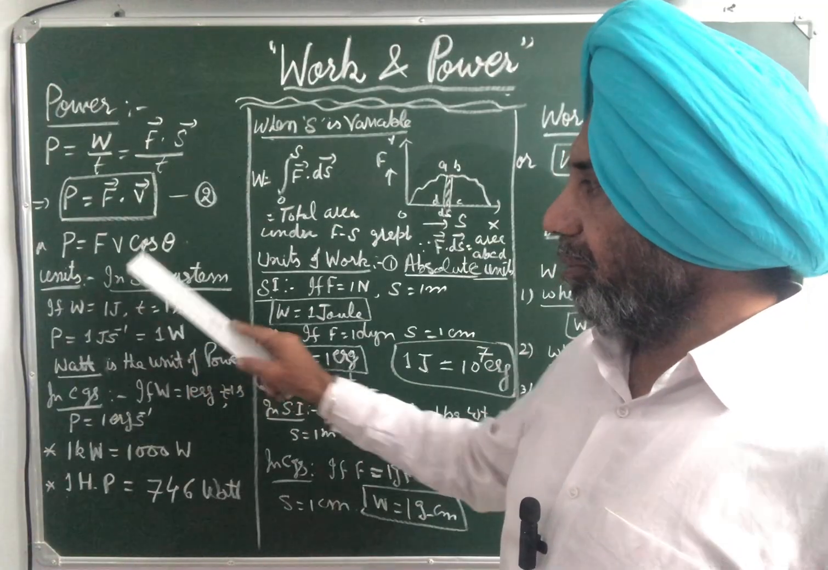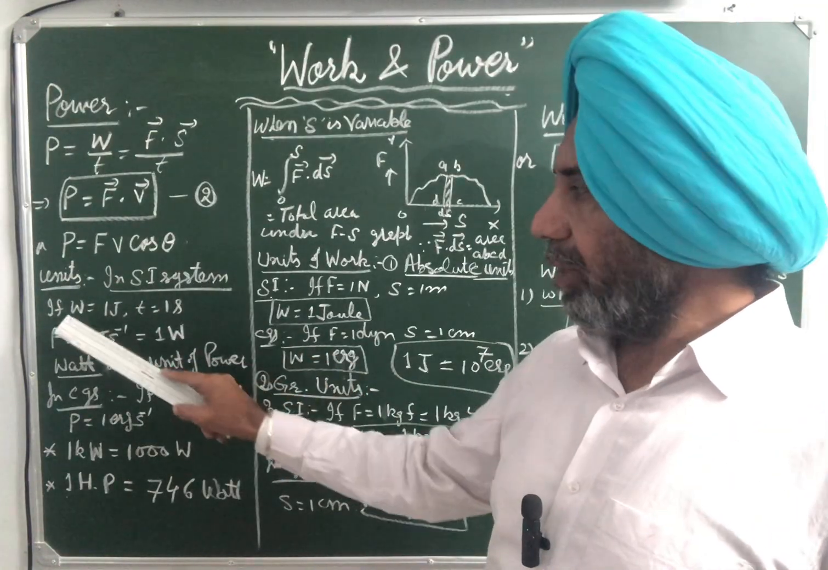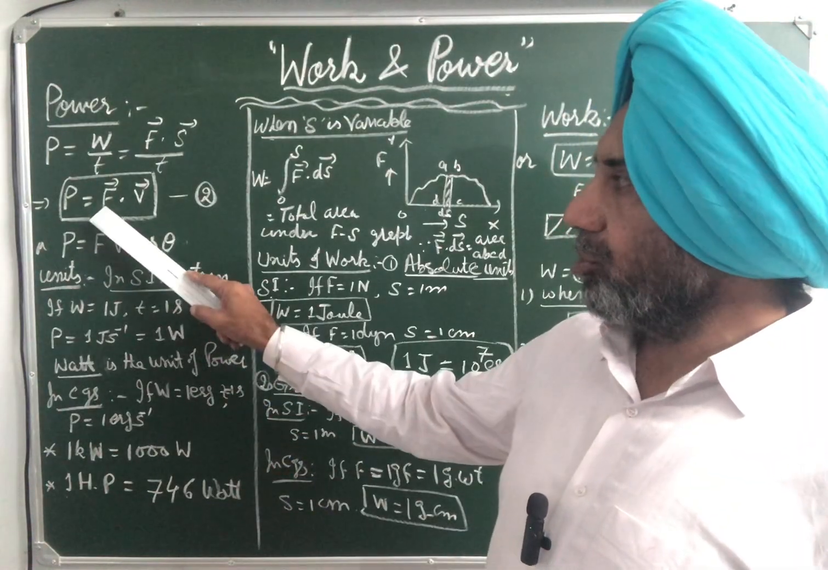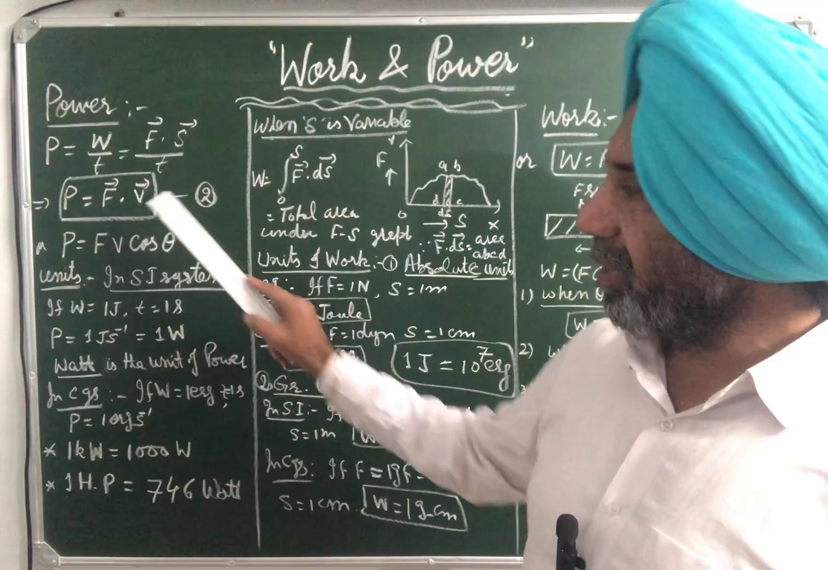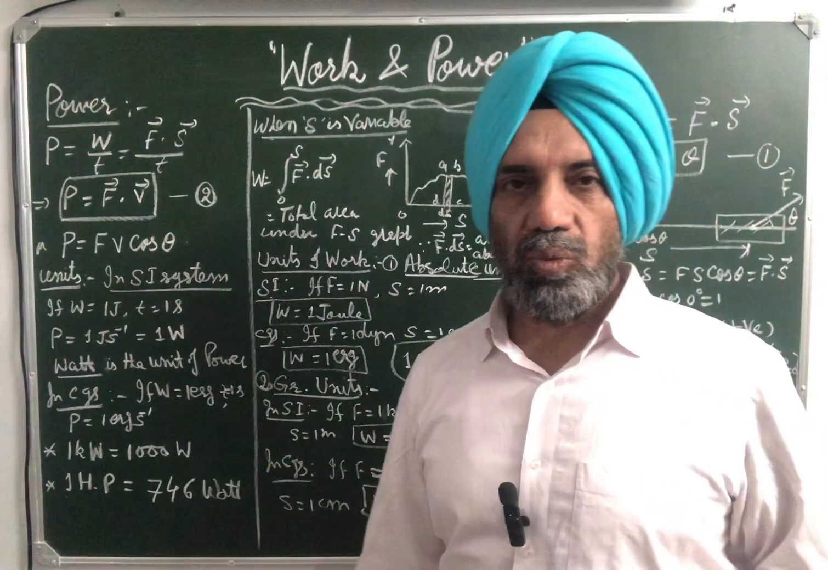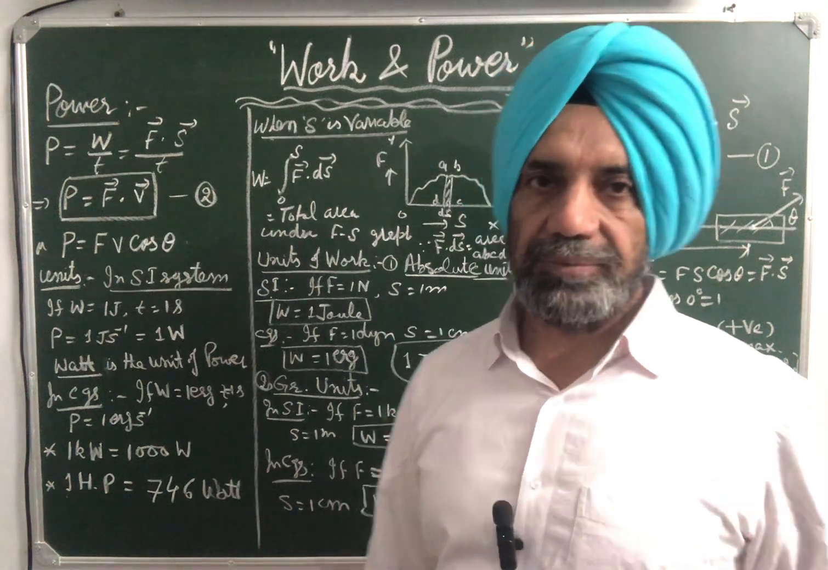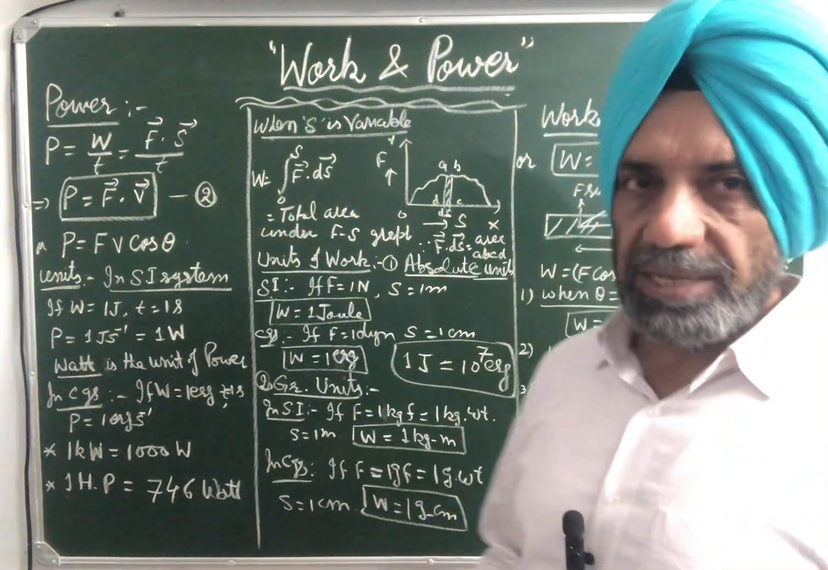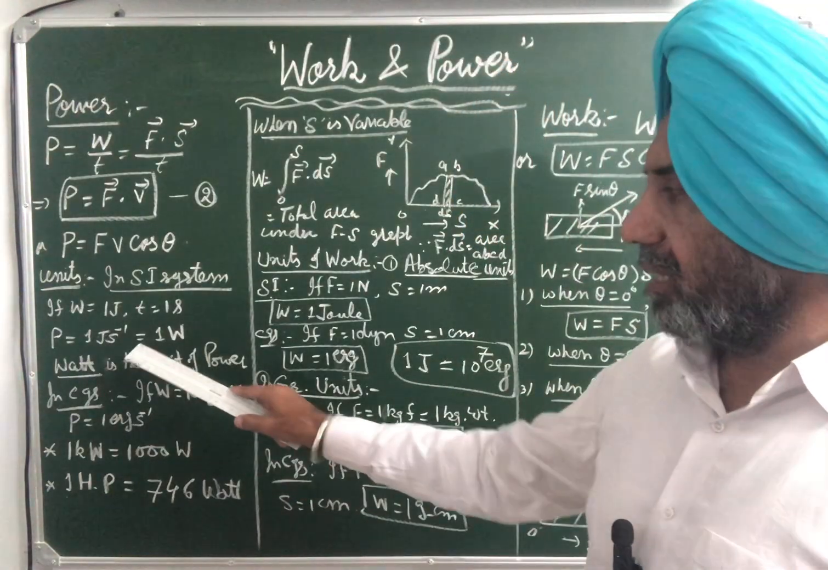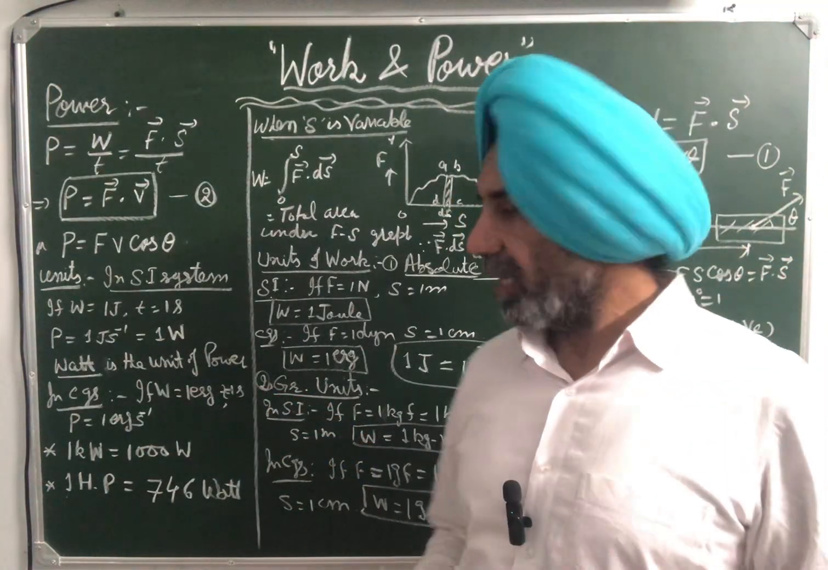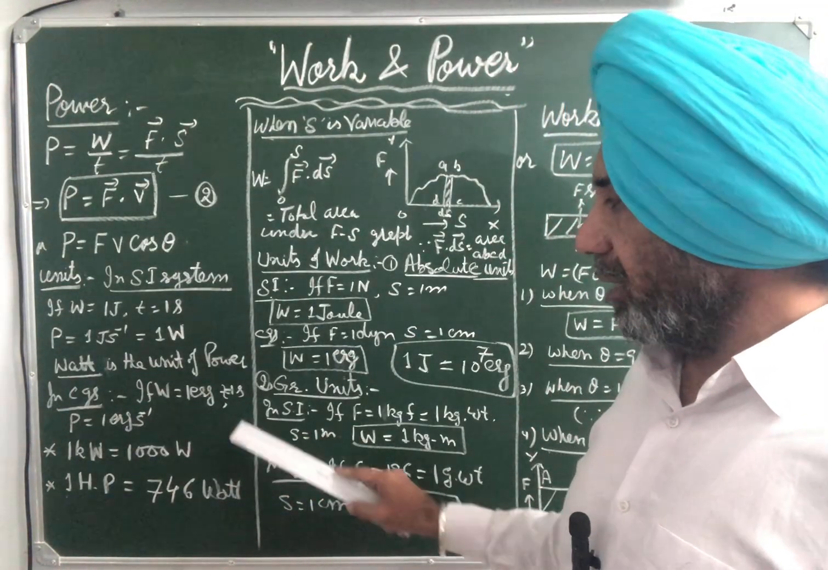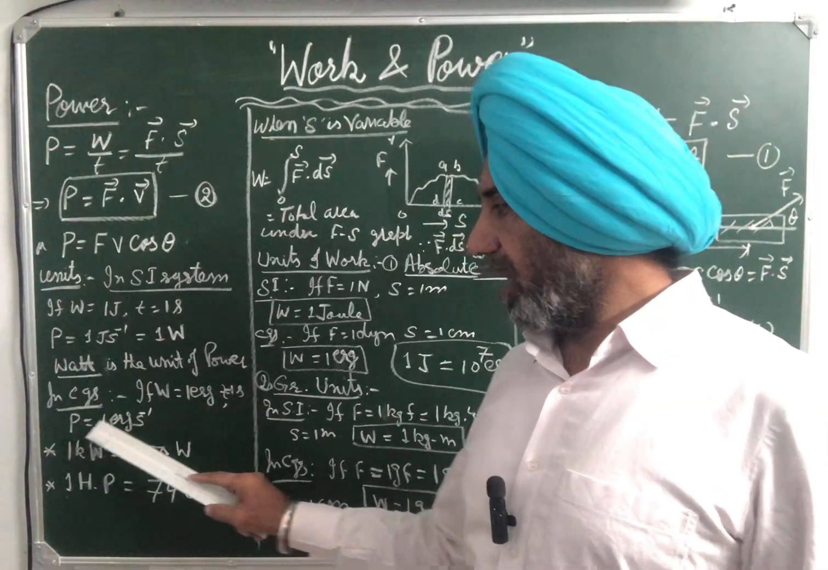So units of power in the SI system: when work done is equal to 1 joule, t is equal to 1 second, or when force is equal to 1 Newton and velocity is 1 meter per second, then power is said to be 1 joule per second, that is 1 watt. So watt is the SI unit of power. The power of an agent or a machine is said to be 1 watt if 1 joule of work is done in 1 second. In the CGS system, if W is equal to 1 erg, t is equal to 1 second, power is equal to 1 erg per second.